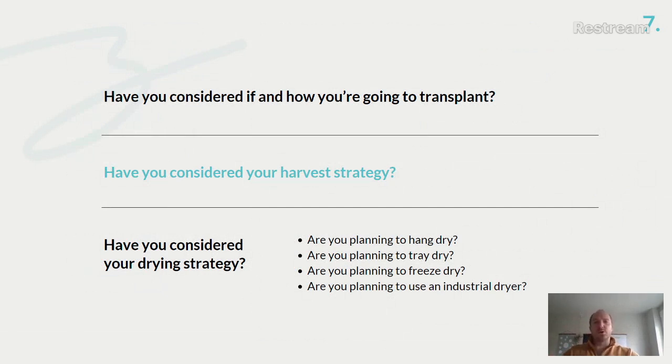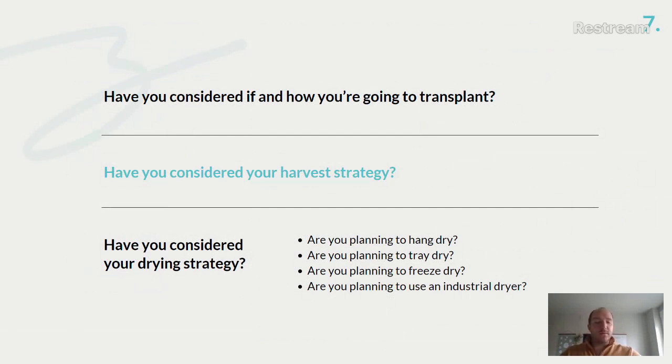So just understand what you're going to be doing so that we can design that piece into the facility. Next is your harvest strategy. Really what I'm referring to is, are you going to harvest your entire room at once, or are you going to be doing a split harvest? Which in a future question, it'll ask how many cultivars or strains. I use that term interchangeably, excuse me.